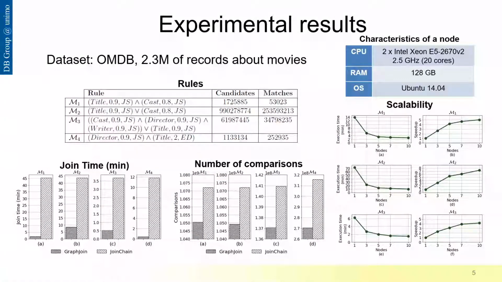So here we can see some experimental results, and we tested some rules. Our goal is not to write good rules, but just to optimize their execution. So as you can see here, our implementation always outperforms the naive one, so the join chain. Regarding the execution time, our implementation, so graph join, is always faster, and also it performs always less comparisons with respect to the join chain implementation. And here we can see that the scalability of our implementation is quite linear.